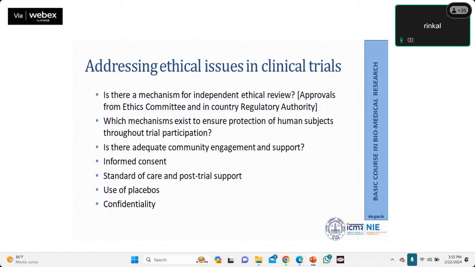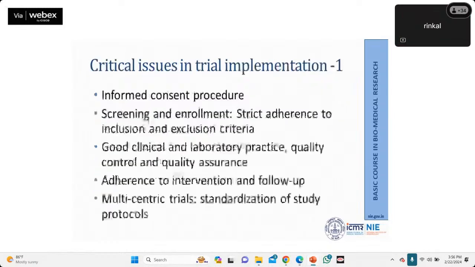And confidentiality, now it's very well known, we have to ensure confidentiality of the data of the participants. So these are the major ethical issues in clinical trials.